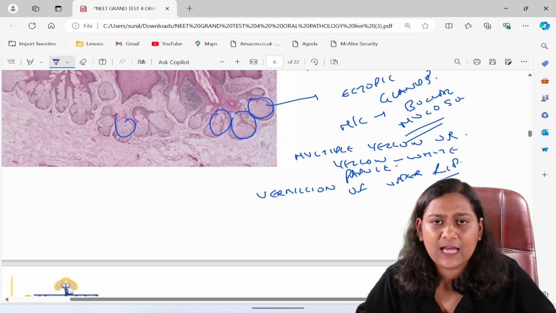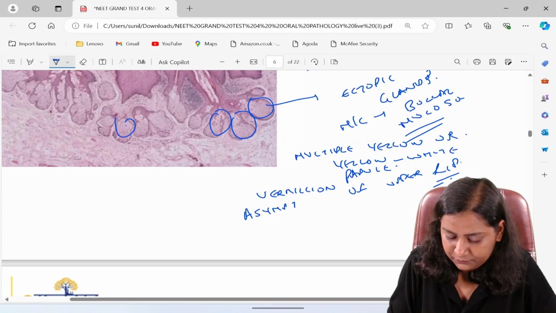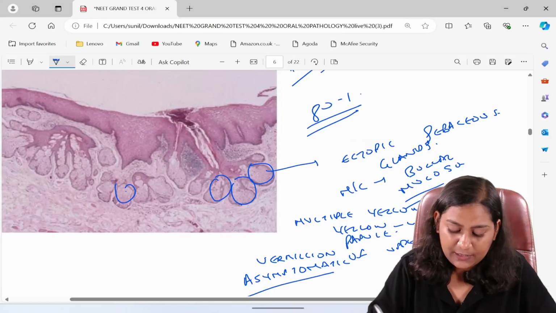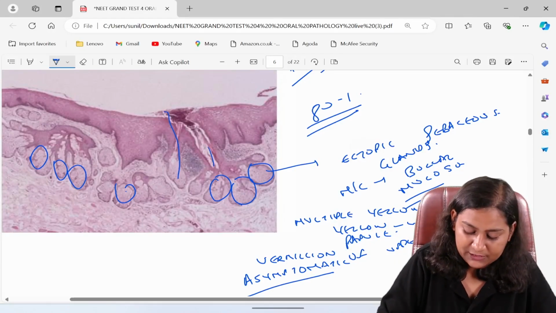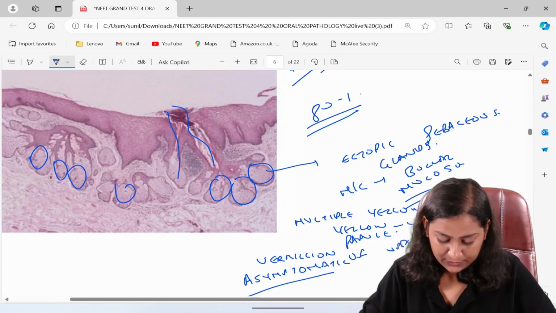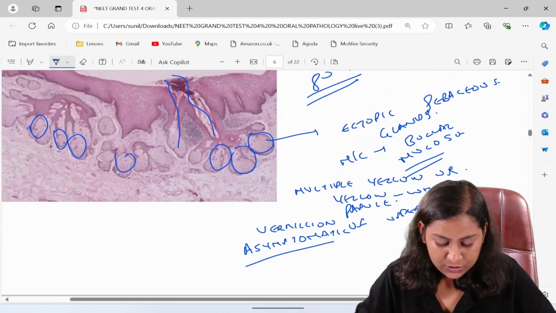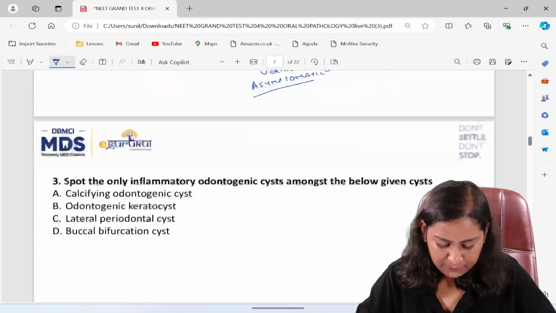These lesions are asymptomatic. So whenever you come across this kind of lesion, remember these are ectopic sebaceous glands and they pour their secretion through these channels. If you guys have any doubt, you can just mention it and I'll clear your doubt. So these were the first two important questions.